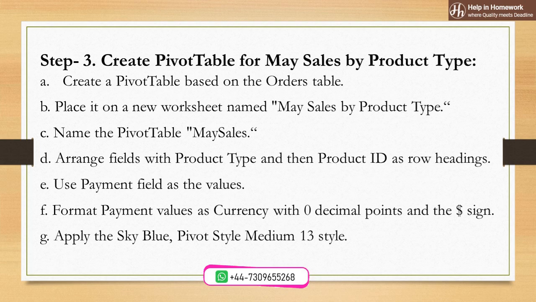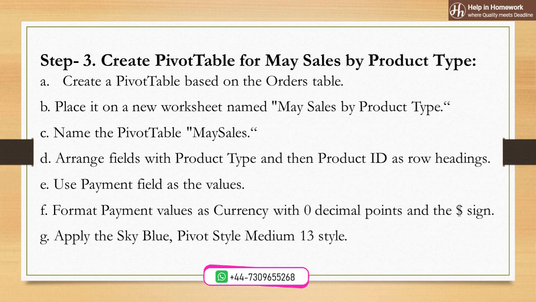Step 3. Create pivot table for MaySales by product type. A. Create a pivot table based on the orders table. B. Place it on a new worksheet named MaySales by product type. C. Name the pivot table MaySales. D. Arrange fields with product type and then product ID as row headings. E. Use the payment field as the values. F. Format payment values as currency with 0 decimal points and the $ sign. G. Apply the Sky Blue, Pivot Style Medium 13 style.